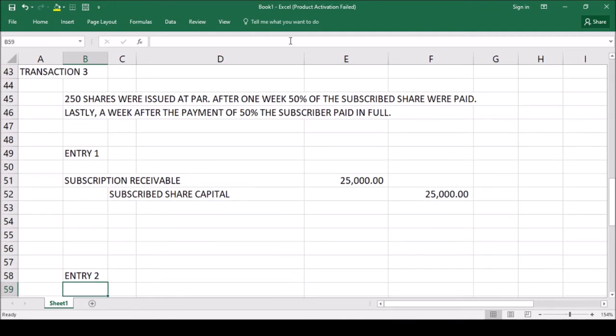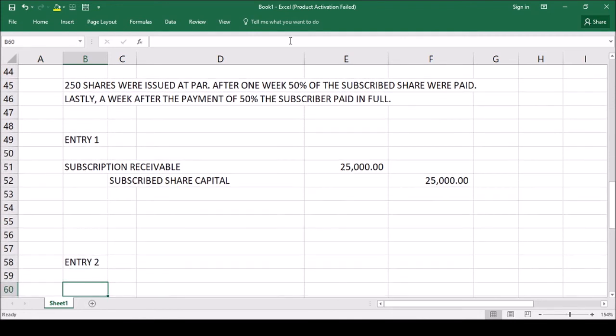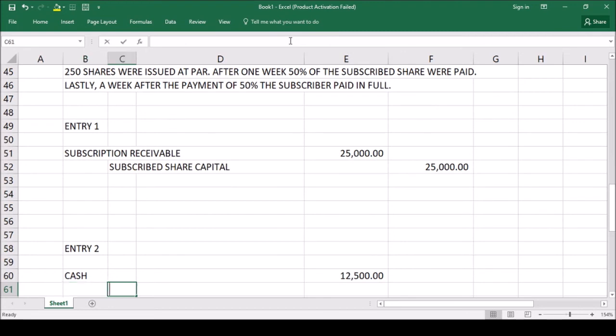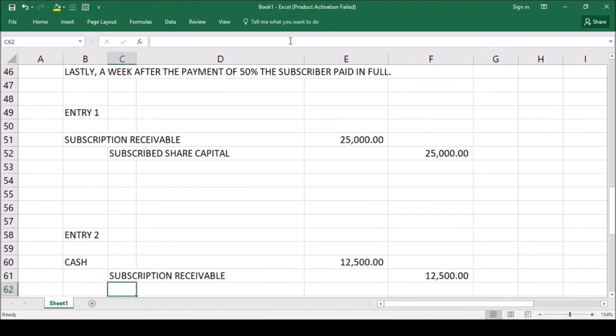Okay. Then, after 1 week, 50% of the subscribed shares were paid. Okay. What is our second entry? Because the subscriber paid 50% of the subscription receivable we recorded in entry number 1, obviously, we receive cash there amounting to 12,500 because 25,000 multiplied by 50% is 12,500. Then we credit subscription receivable because the amount we will collect from the subscriber is reduced.